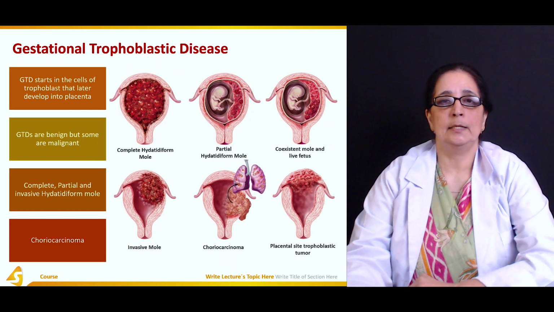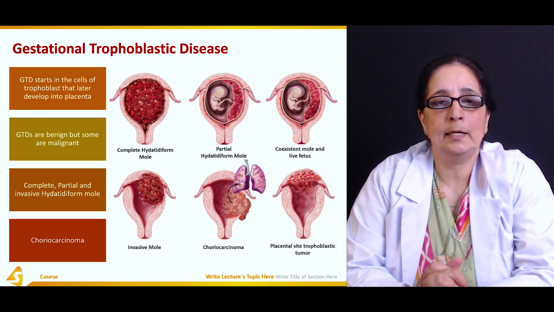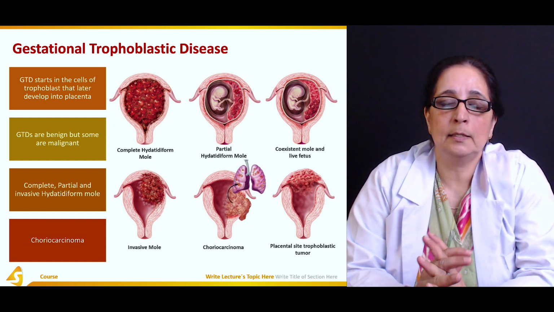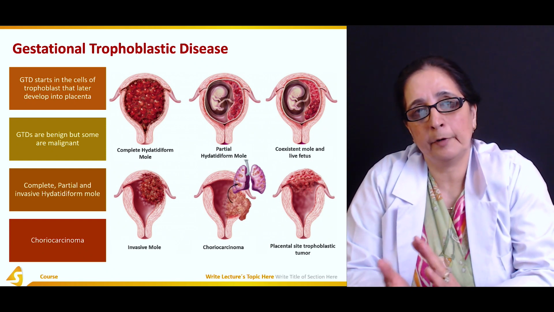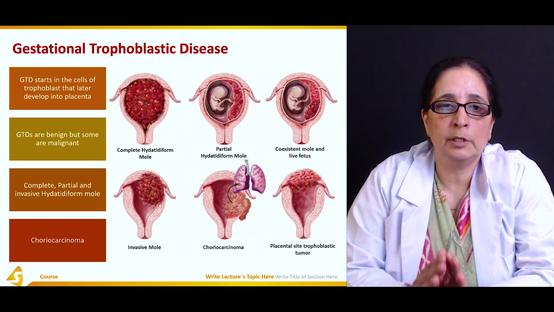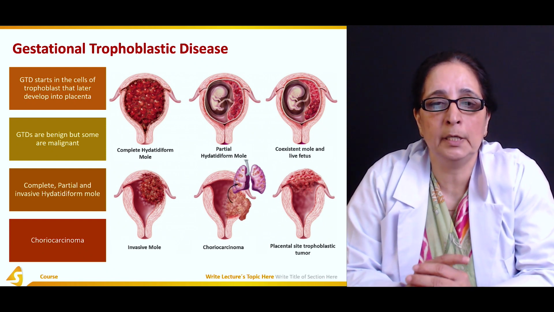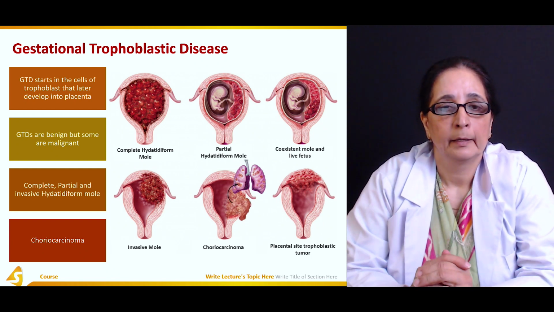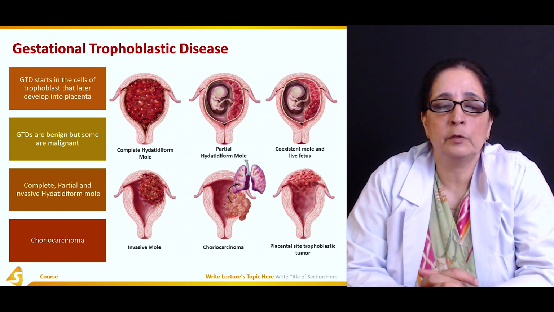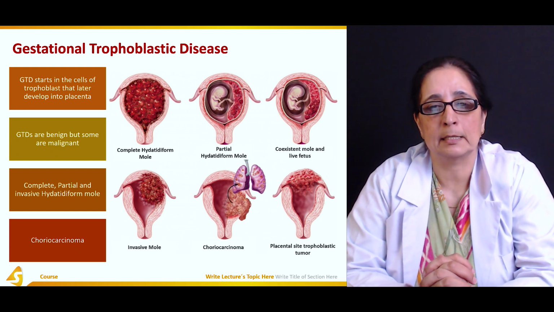Gestational trophoblastic disease originally starts in the trophoblast layer that develops into the placenta. The trophoblastic layer is the layer that later in the pregnancy forms the placenta, and it's the outermost layer. Trophoblastic cells are present in the outermost layer of the blastocyst. GTDs are mostly benign, but some of them are malignant.